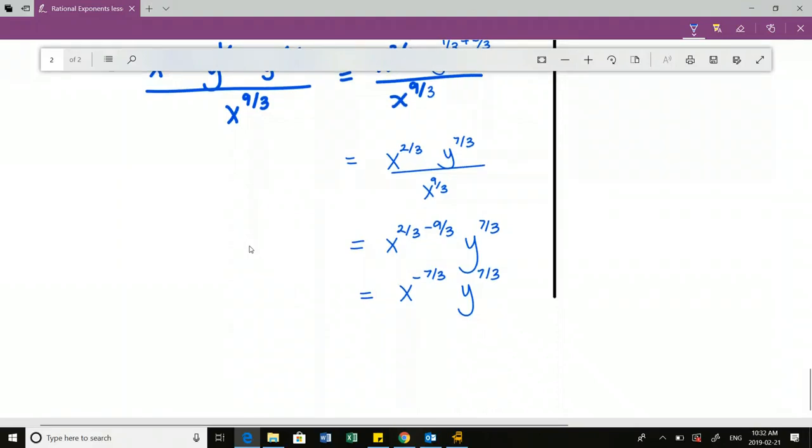Okay, and then I want to eliminate negative exponents, so the thing with the negative exponent must go into the denominator. And then my last step here is to change the rational exponents back to fractions, back to radicals. So it'll be cube root of y to the 7, and cube root of x to the 7.